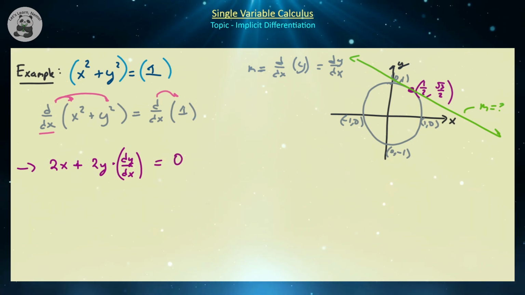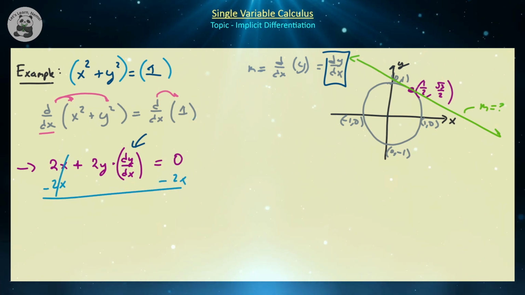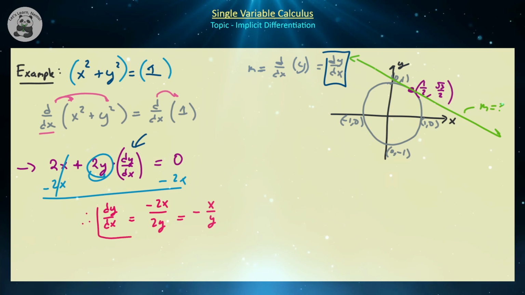Keep in mind, what we're looking for is the derivative of y with respect to x, which is located right here. So I just need to solve this equation for that differential quotient dy over dx. So I can obviously subtract 2x from both sides, and then divide both sides by 2y. And then I'm going to have dy divided by dx is going to be equal to minus 2x divided by 2y, which will be equal to minus x divided by y.